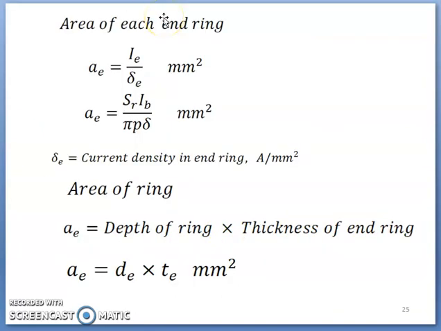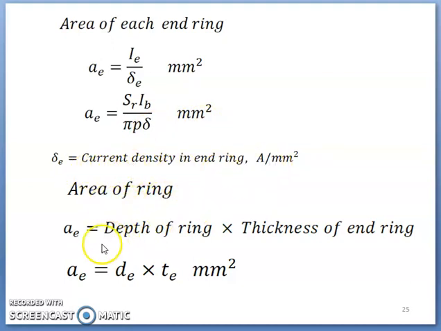Then how to calculate the area of each end ring? Current density is current divided by area. Hence, the area of the end ring is equal to the current in the end ring divided by its current density. As IE is SR IB divided by pi P, the area of the end ring can be written as A equal to SR IB divided by pi P into delta A, in mm square. Here delta A is the current density in end rings.